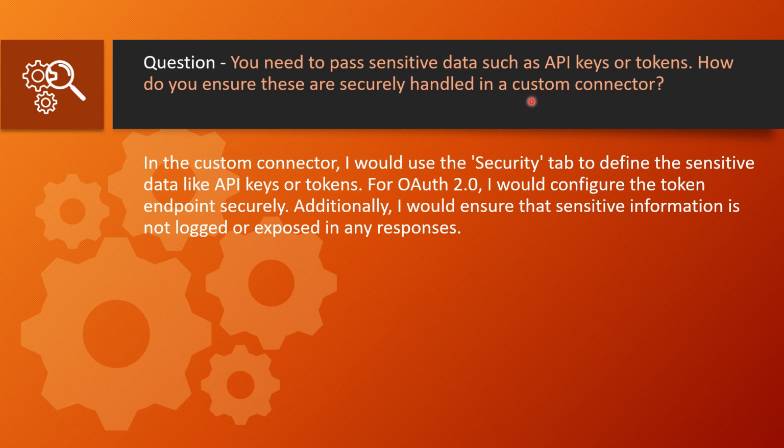You need to pass sensitive data such as an API key or token. How do you ensure these are securely handled in the custom connector? So in the custom connector, there is a security tab. There you need to define the sensitive data like the API key or the token. For OAuth 2.0, you need to configure the token endpoint securely. And you need to ensure that sensitive information is not logged or exposed in any responses.